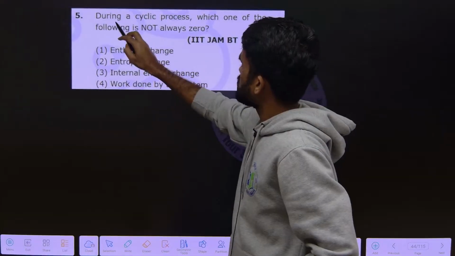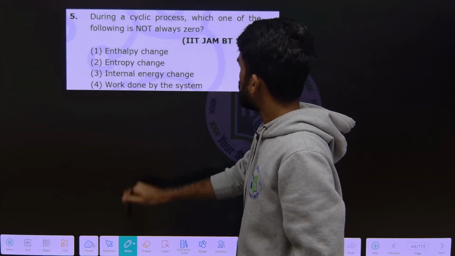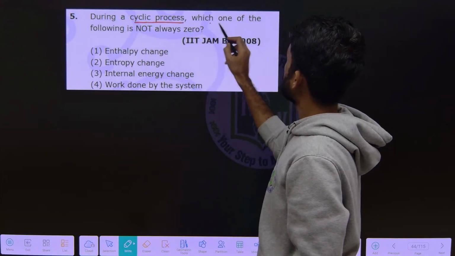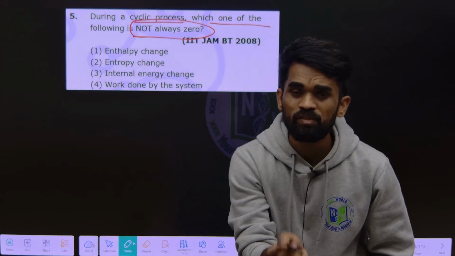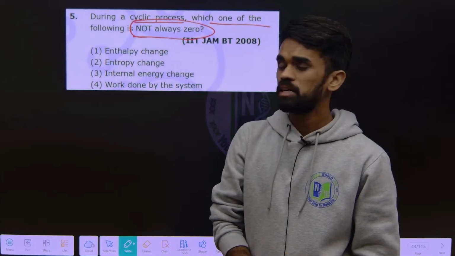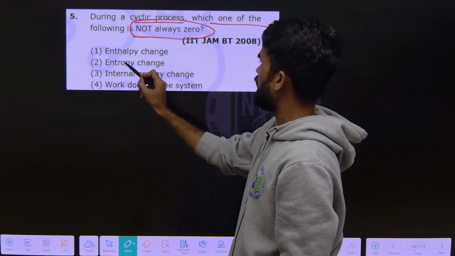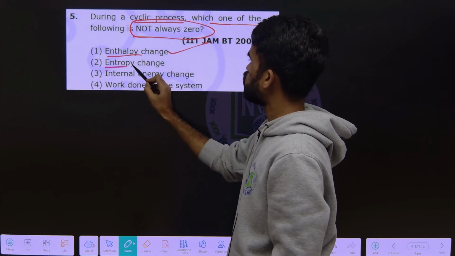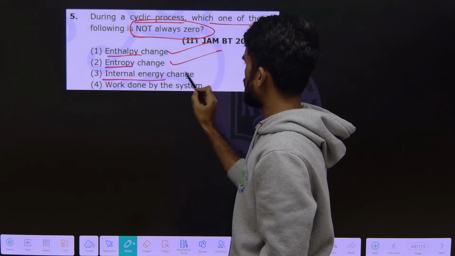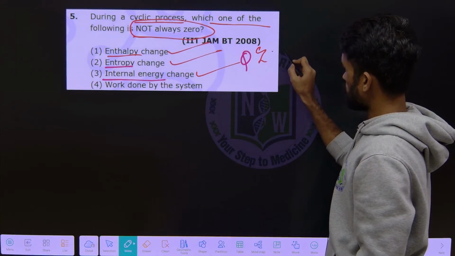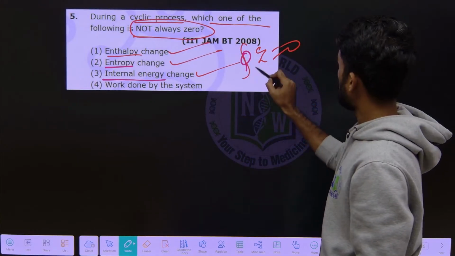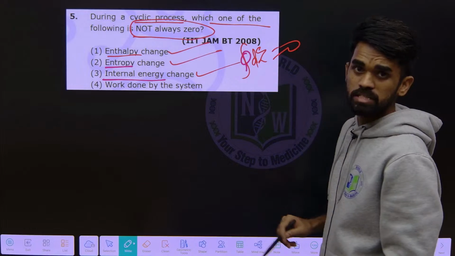During a cyclic process, which of the following is not always 0? If it is a path function, it will not be 0 always. If it is a state function, always 0. See, enthalpy, state function; entropy, state function; internal energy, state function. For them, a cyclic process happening in a state function is 0.